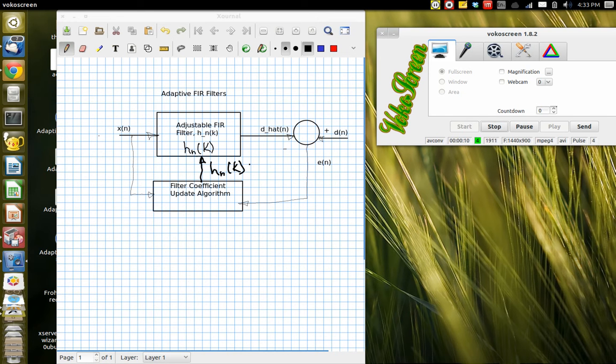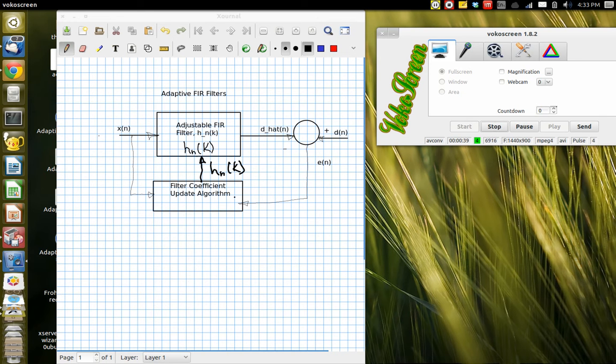Adaptive FIR filters are basically just an FIR filter that is adjustable, and it's adjusted in this way. Here's the adjustable FIR filter with filter coefficients h sub n of k, and it has an input x and an output d hat of n. And over here there's an input to the whole system, d of n. This is the desired output, and we add this and subtract that to obtain e of n.